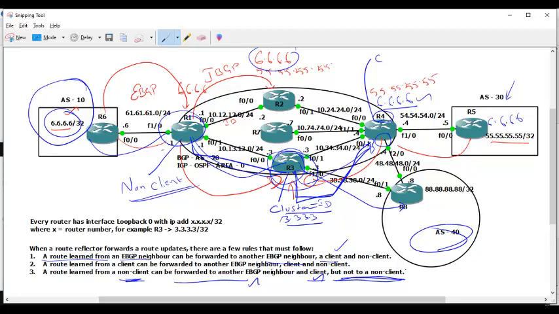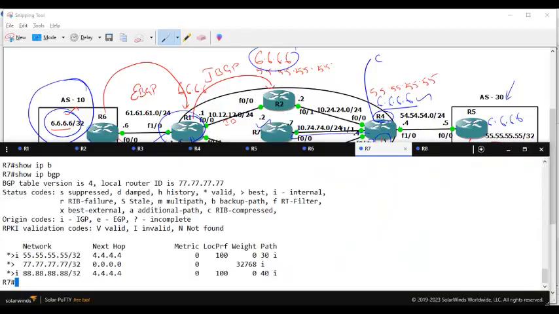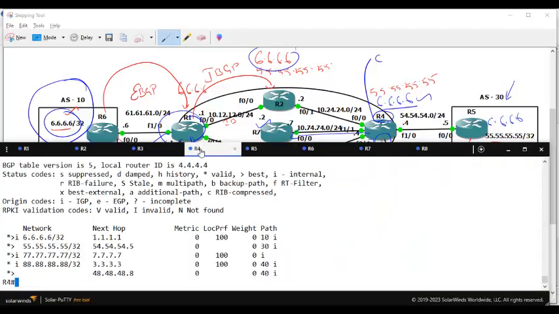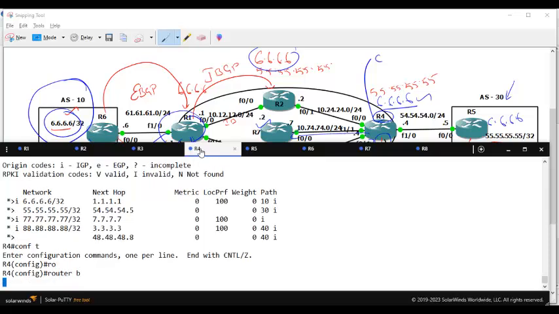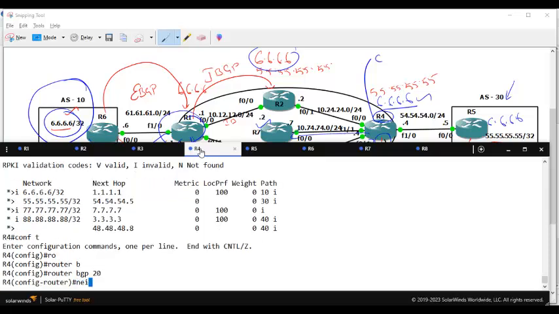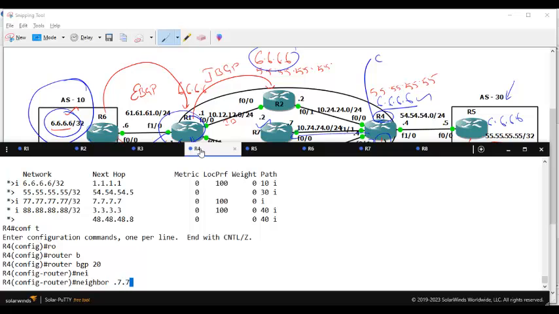If you want R7 to know 6.6.6.6, what is the solution? Make this as a client. You understand? Make it as a client. Let's go to router 4 and test it. Router BGP 20, neighbor 7.7.7.7 is a route reflector client. After this, if you go to router 7, you will find 6.6.6.6.